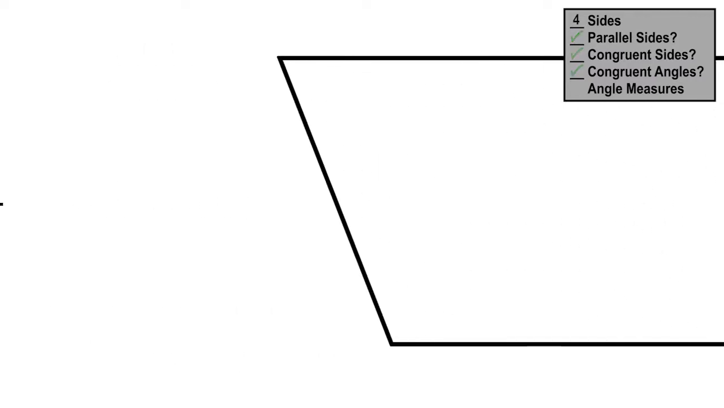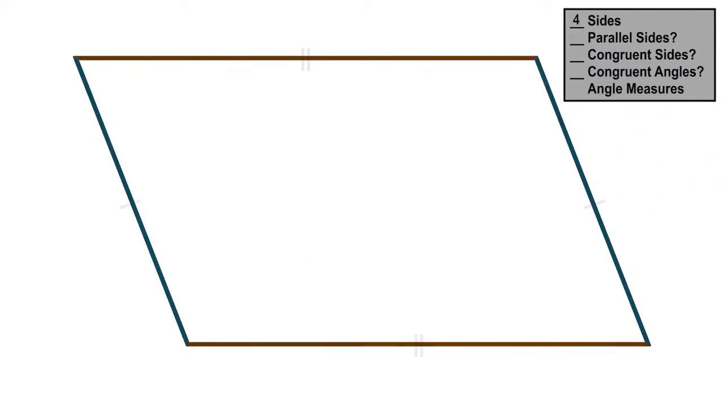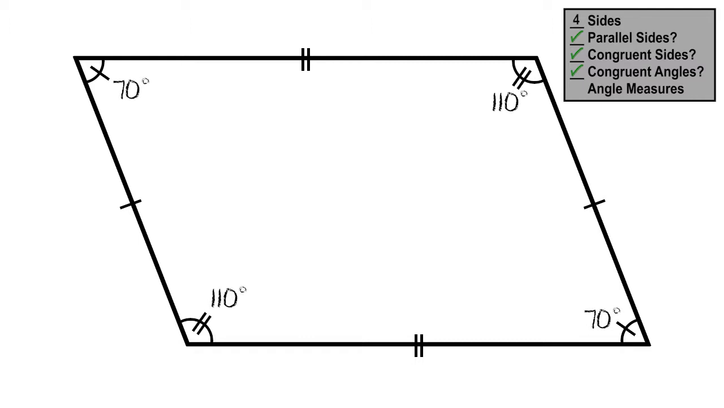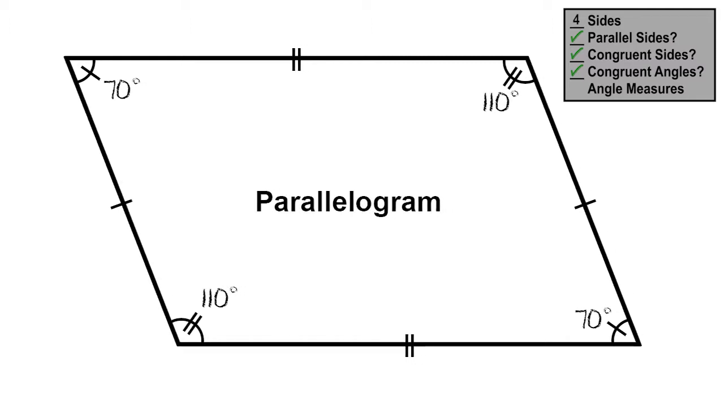The next shape also has 4 sides. Opposite sides are both congruent and parallel. Opposite angles are also congruent. The acute angles measure 70 degrees, while the obtuse angles measure 110 degrees. The most specific name for this shape is a parallelogram.